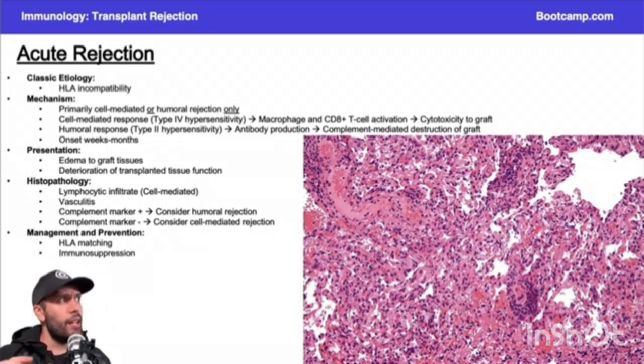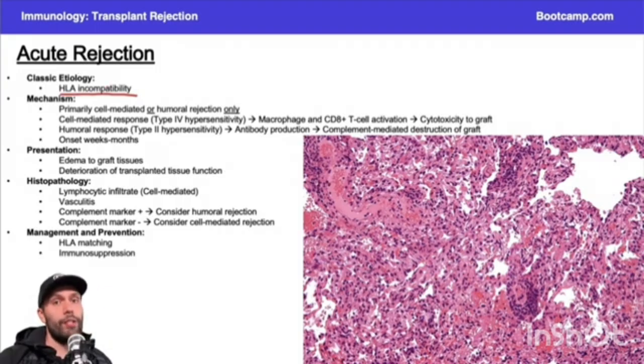Number two, in all reality, hyperacute transplant rejections are pretty rare because usually we're going to be looking to match HLA antigens right before we go putting an organ in somebody. So you don't really see them a lot. However, the acute transplant rejection is actually quite a bit more common. It still results from HLA incompatibility, but maybe not to the same extent as the hyperacute rejection.